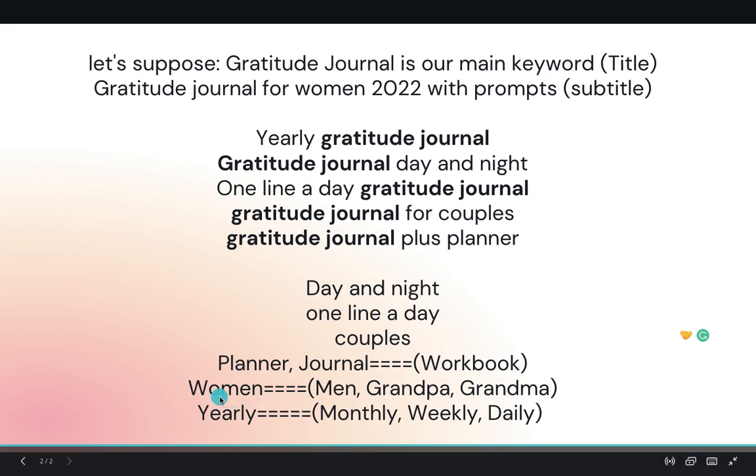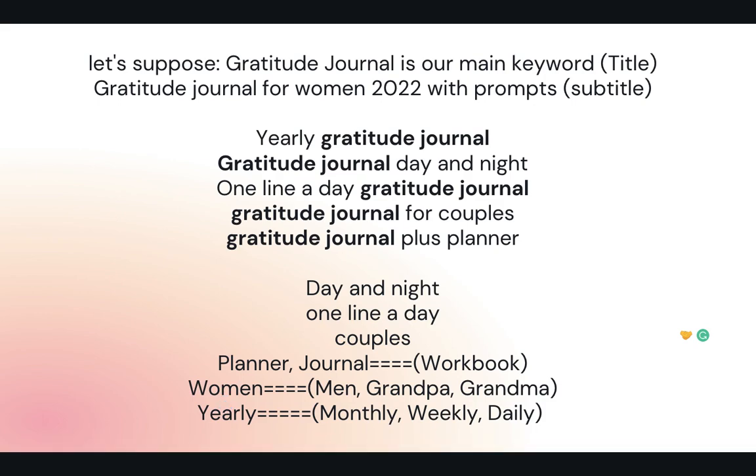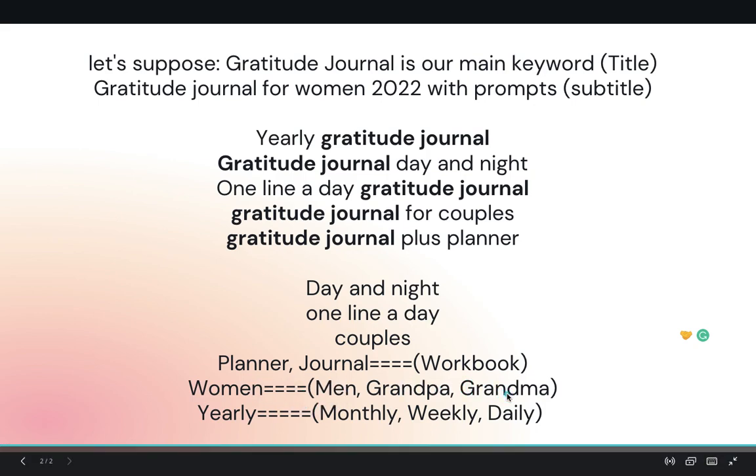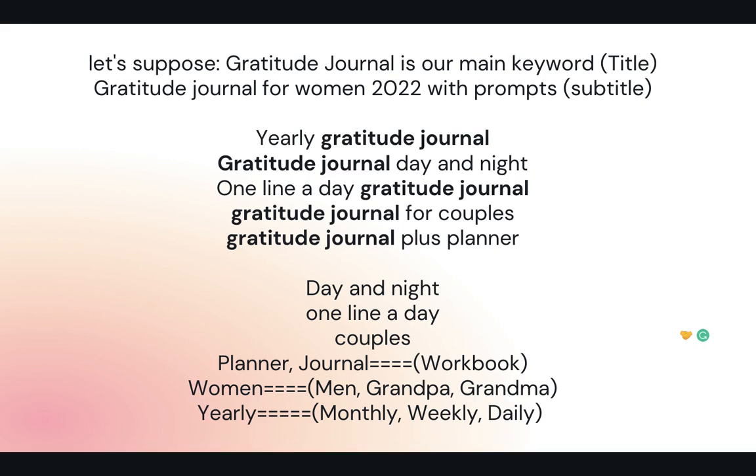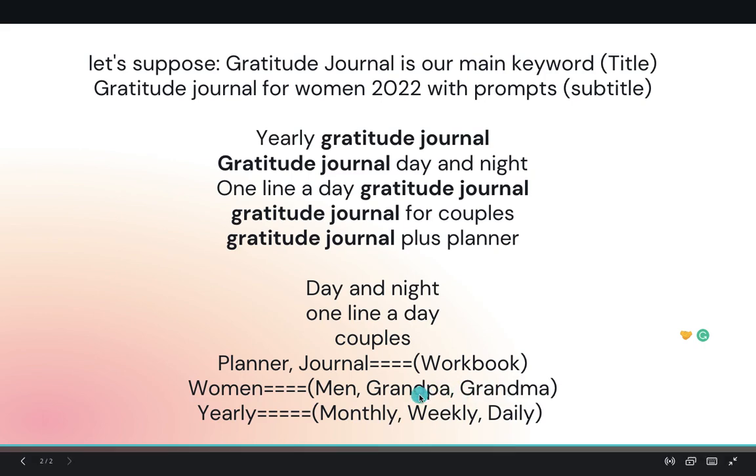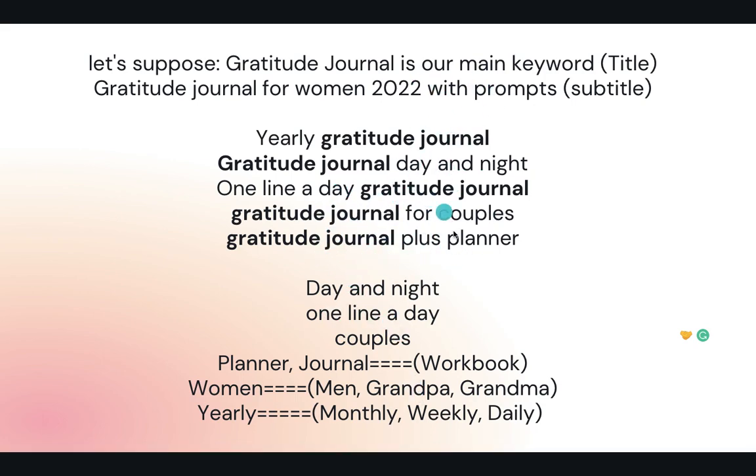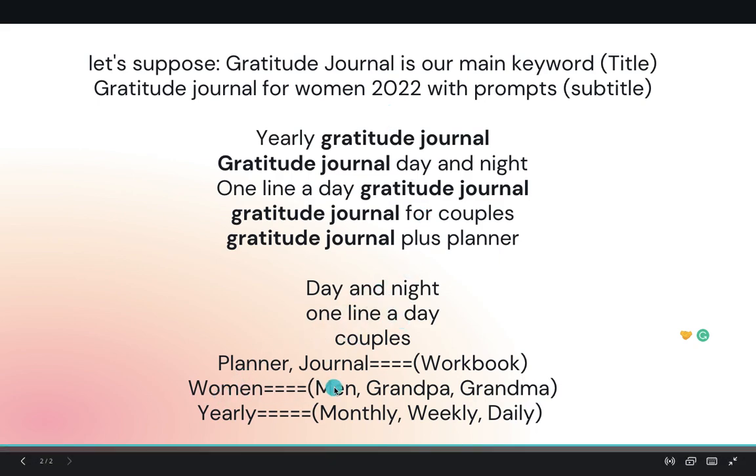Okay, now here I have used women, but it is not important that this is only for women. You can use it for men because it is a gratitude journal. You can use it for your grandpa, you can use it for your mom, you can gift it to your friends, you can gift it to your grandma, and so on. Okay, so what I do is I put all the common words that match with these words that I have taken from the keywords. So with the woman, I can use men, I can use grandpa, I can use grandma, and so on.